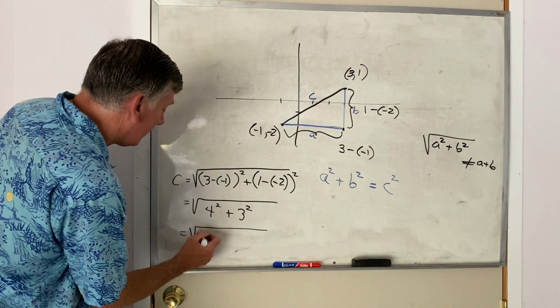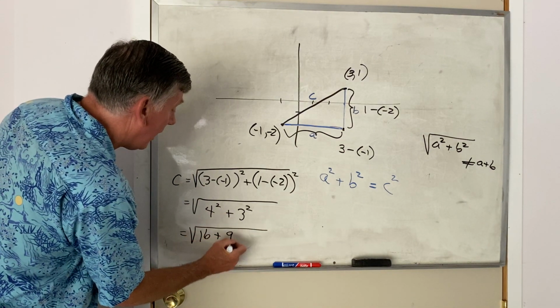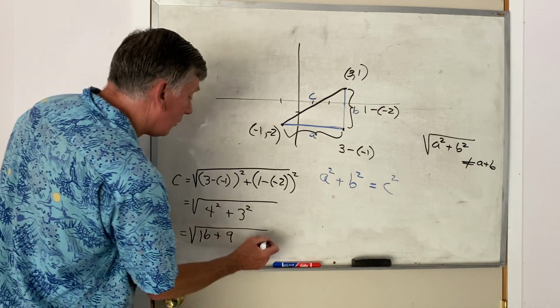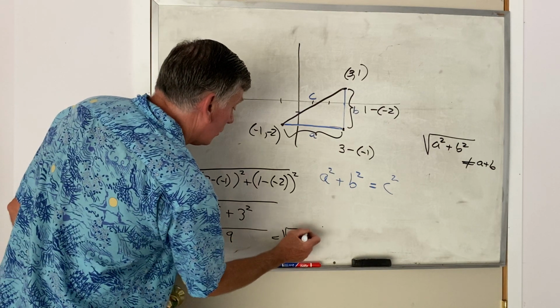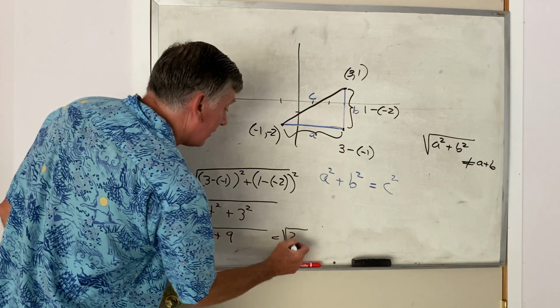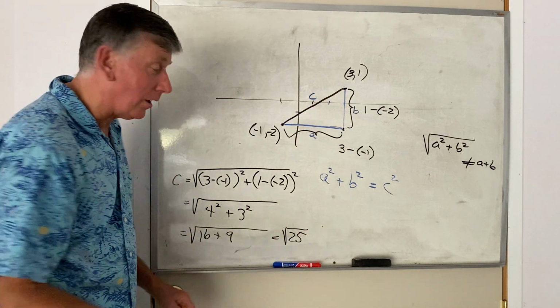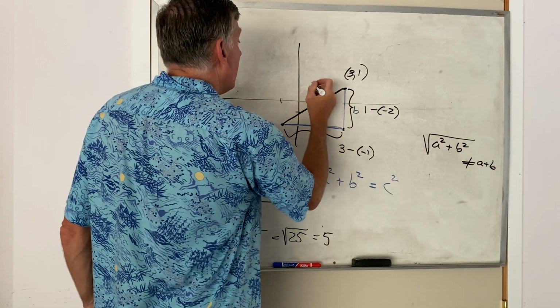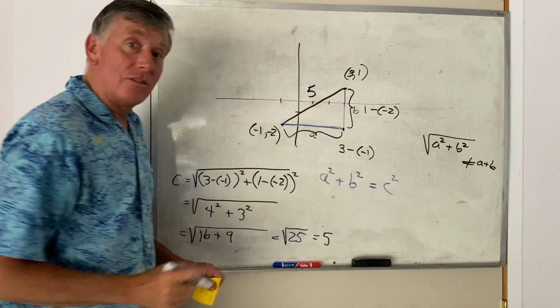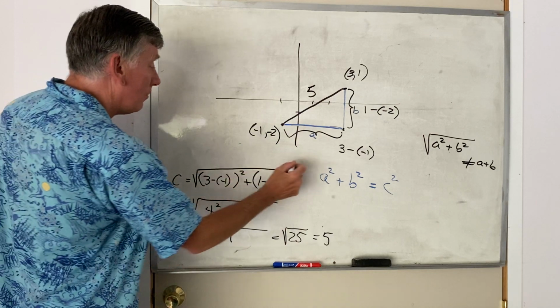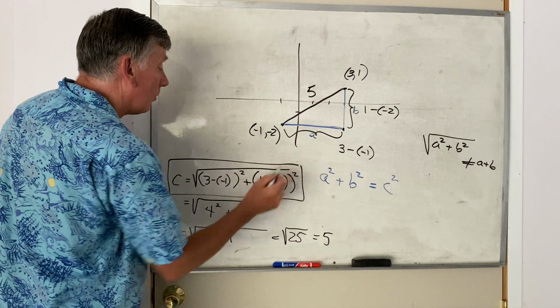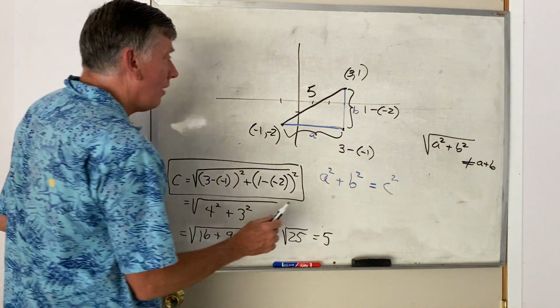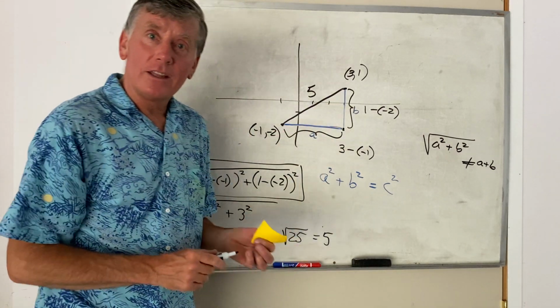So this becomes 16 plus 9, 4 squared plus 3 squared, is the square root of 16 and 9 is 25. Ooh, that is a nice one. That's equal to 5. So this length here, my distance, is 5. And I get that from this distance formula, and I get this from that Pythagorean theorem.